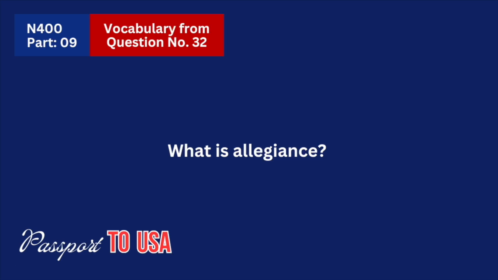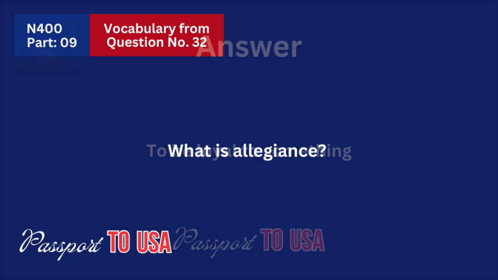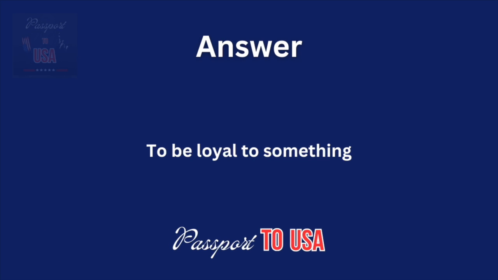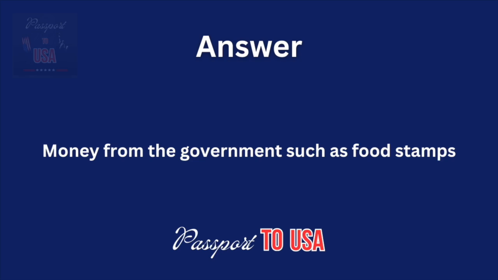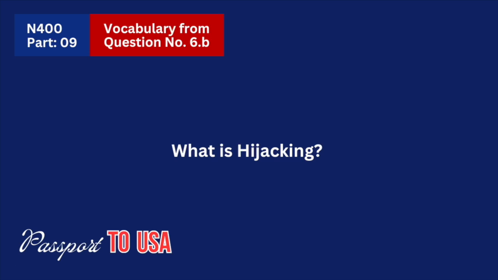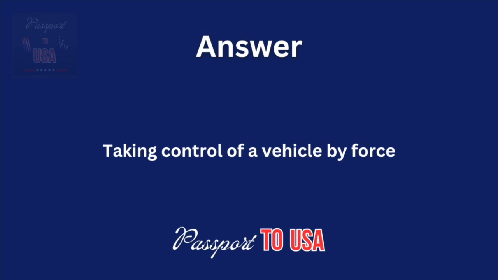What is allegiance? To be loyal to something. What is public benefit? Money from the government, such as food stamps. What is hijacking? Taking control of a vehicle by force.